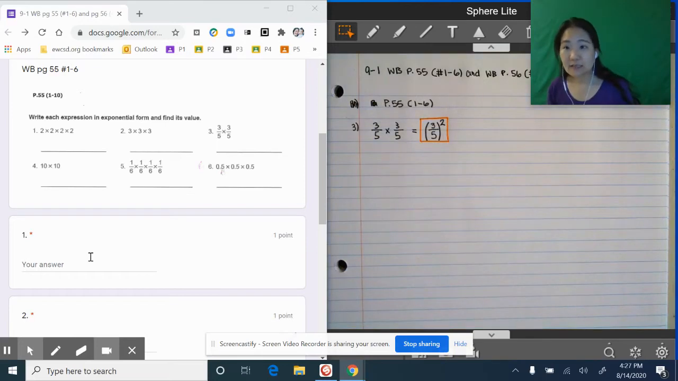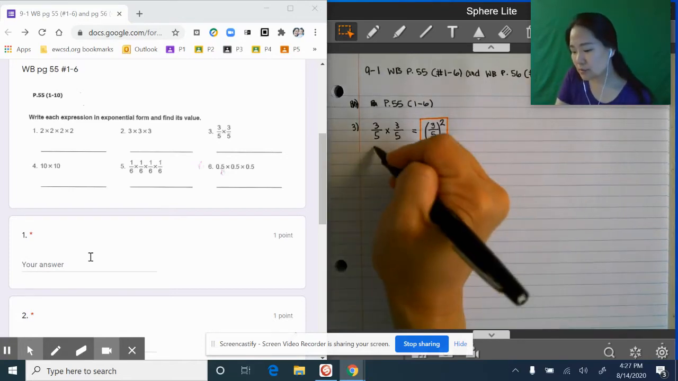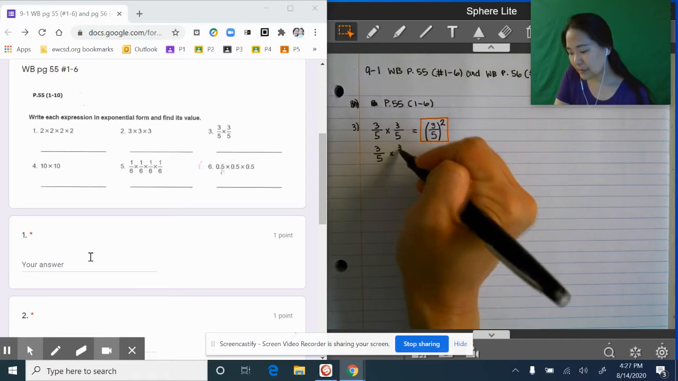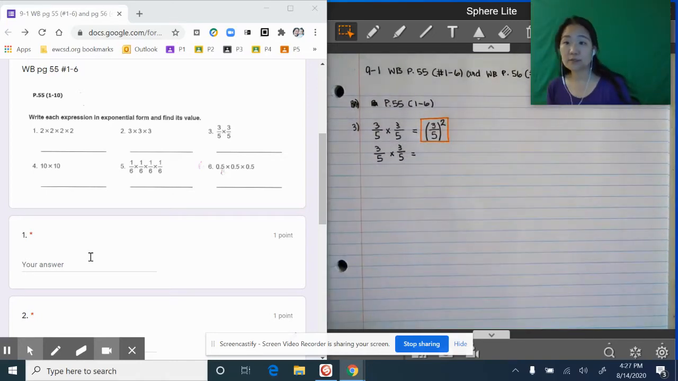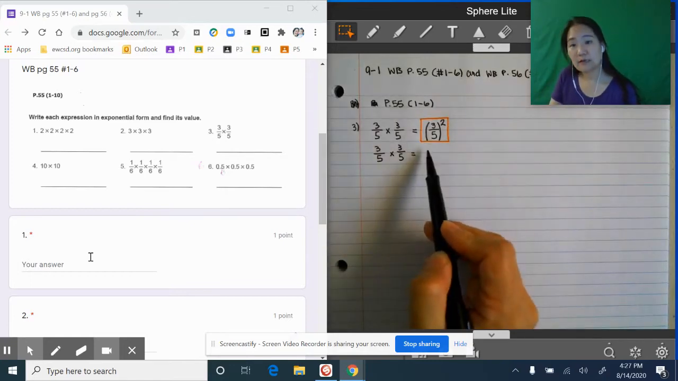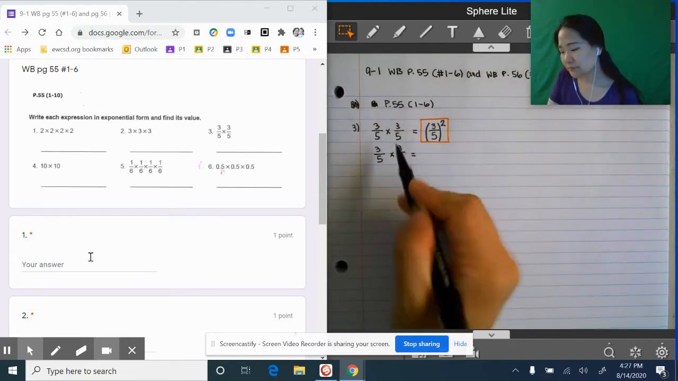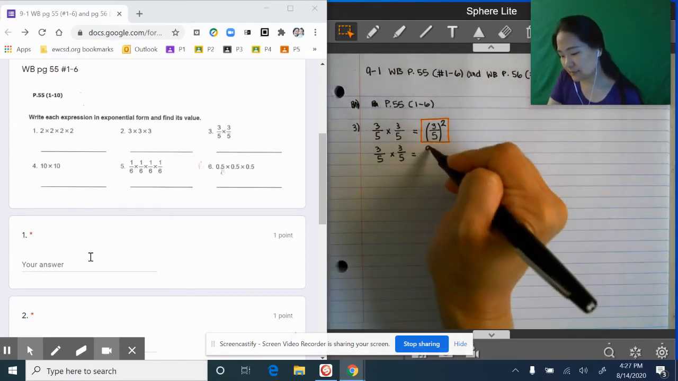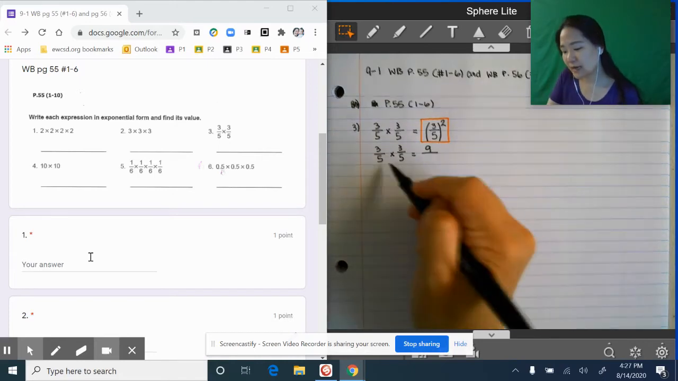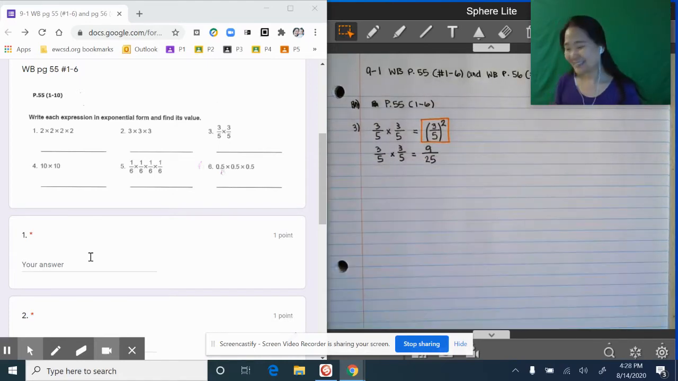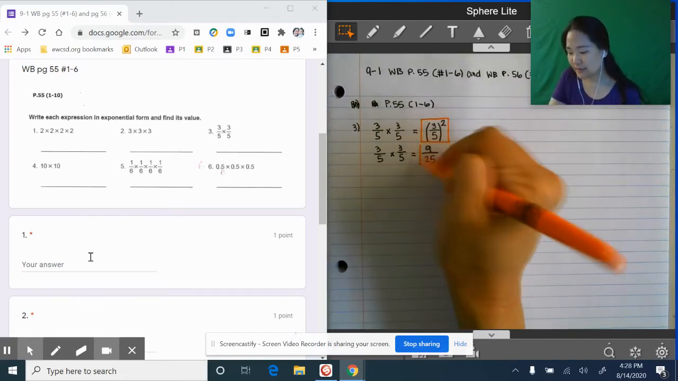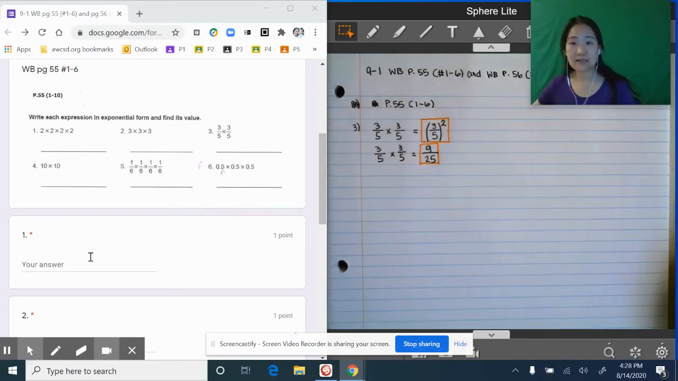But notice that's not the end of the problem because it also says find its value. So what I'm going to do is I'm going to copy down the problem again. And I need to do now this time 3/5 times 3/5 to find the actual value. So multiplying regular fractions like this is very easy. You simply multiply the numerators and then you multiply the denominators and simplify if it is necessary. So here we go. 3 times 3 is 9 over 5 times 5 is 25. And since there's nothing to simplify, that's the answer, and I nicely box that as well.